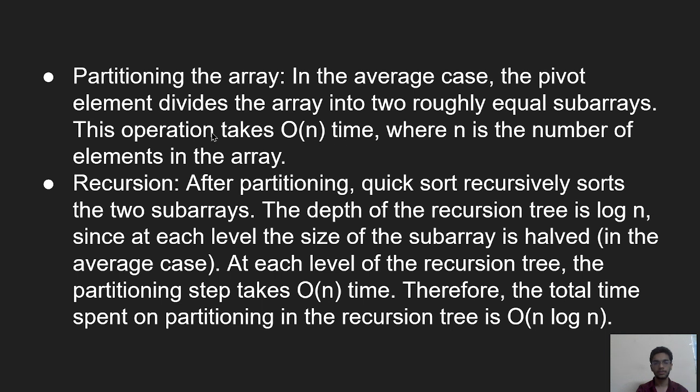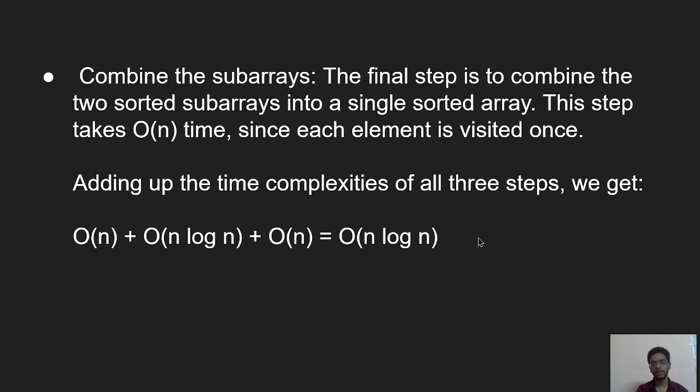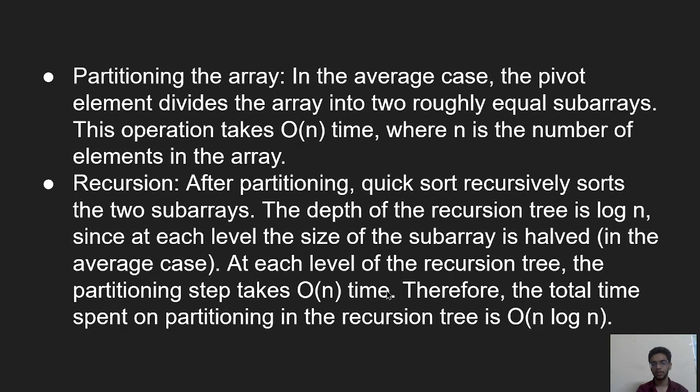The second step is recursive calls. So recursion: after partitioning, quicksort recursively sorts the two subarrays, and the depth of the recursion tree is log n. Since at each level the size of the subarrays is halved, it will take O(n) time. Therefore, the time spent on partitioning and recursion is n log n.